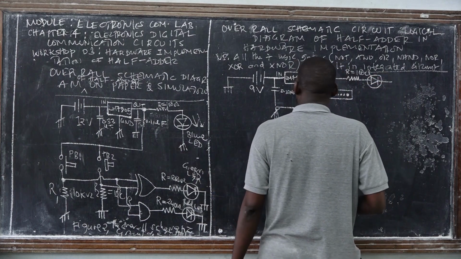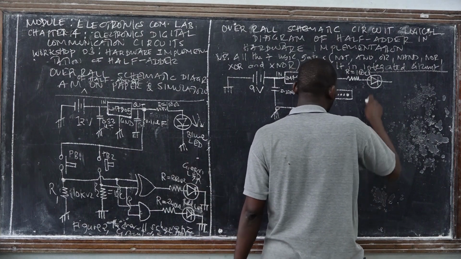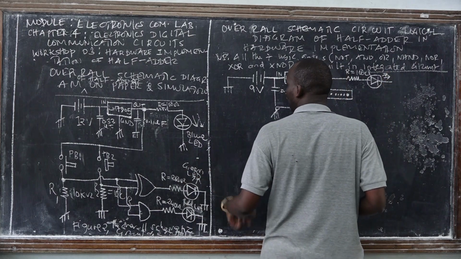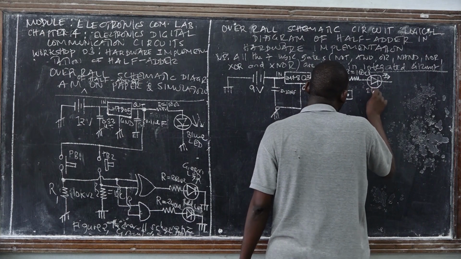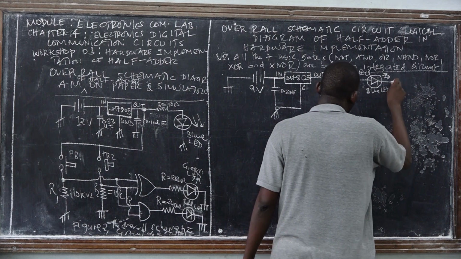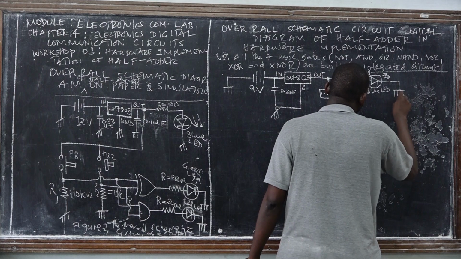This is one of our communication system, half-adder, if you remember that we have mentioned them. What is the color of this LED? Blue. Blue LED. Then we have what? Ground.